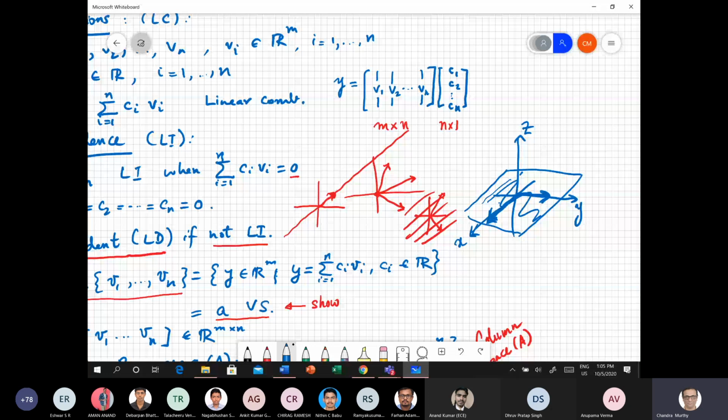Sir, we can't see what you're writing. It will come in a minute. Okay, so V1 and V2 span the XY plane.